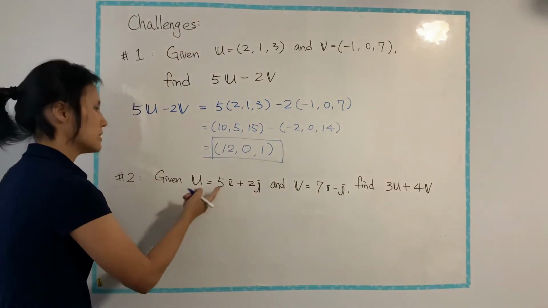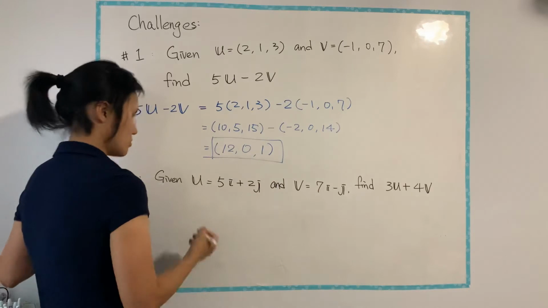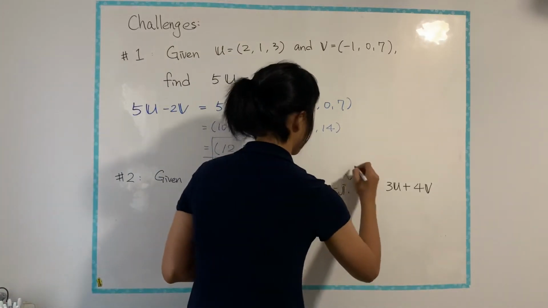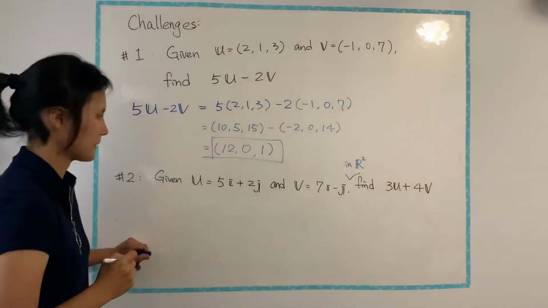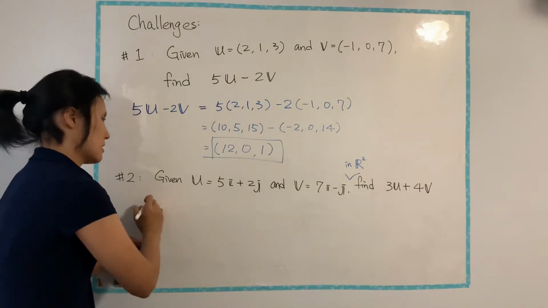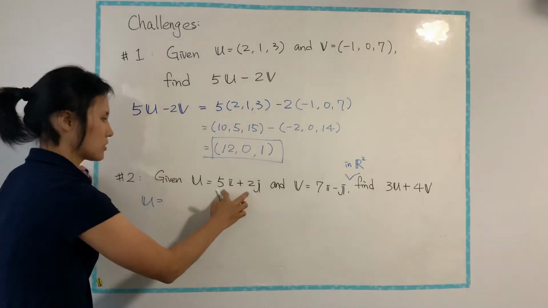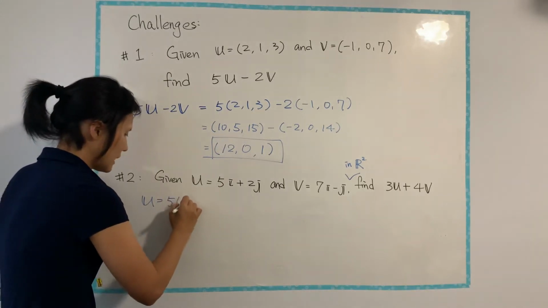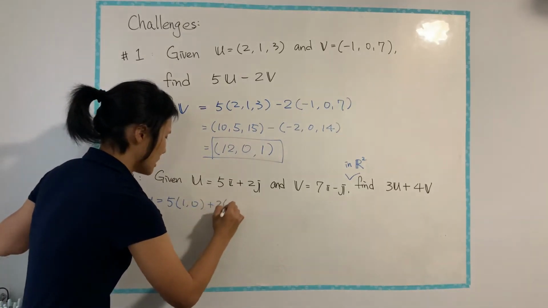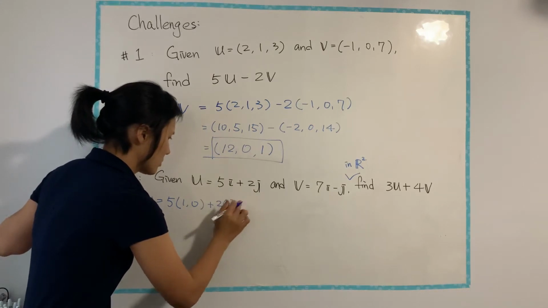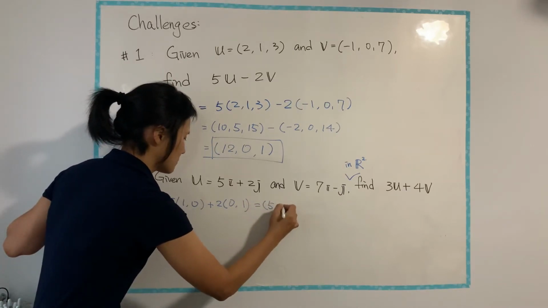Given u being 5i plus 2j and v being 7i minus j, I should be a little more clear: they are vectors in R2. First, we need to know how to convert this. 5i, remember i is the unit vector in the x direction, and j is the unit vector in the y direction. So I end up having 5, 2.